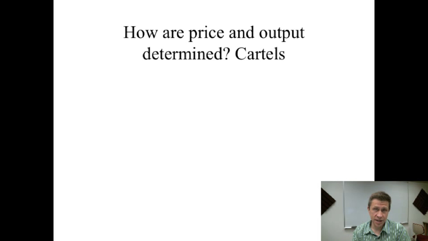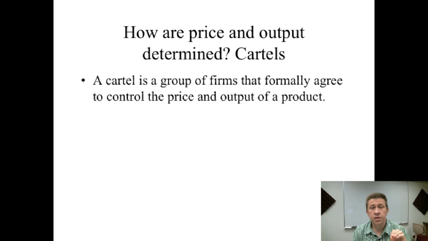Cartels can determine price and output. A thing to note, and I don't think I have it on the slide, but you will want to note, cartels are illegal in the United States and in most developed countries. Firms cannot legally do this, but some still might. A cartel is a group of firms that formally agree to control the price and output of a product. Many of you have probably heard of a drug cartel, not known necessarily what they're talking about. They're talking about this. Now, when we talk about firms, we're talking about like drug lords instead of what you might typically think of as a firm. But it's the same thing.